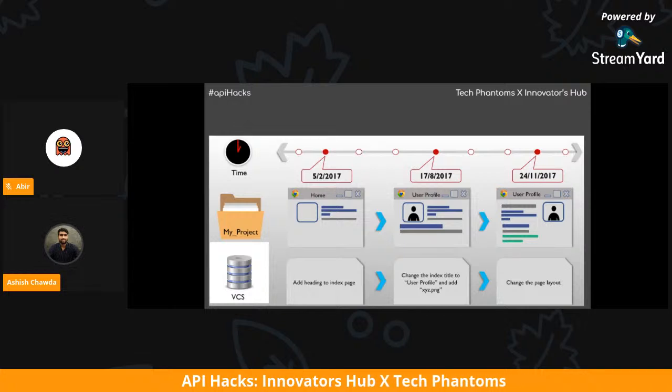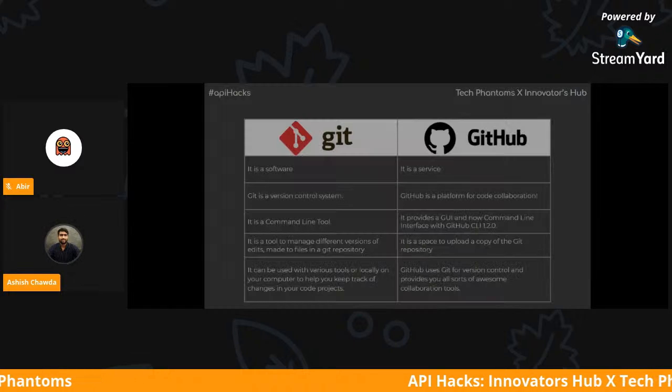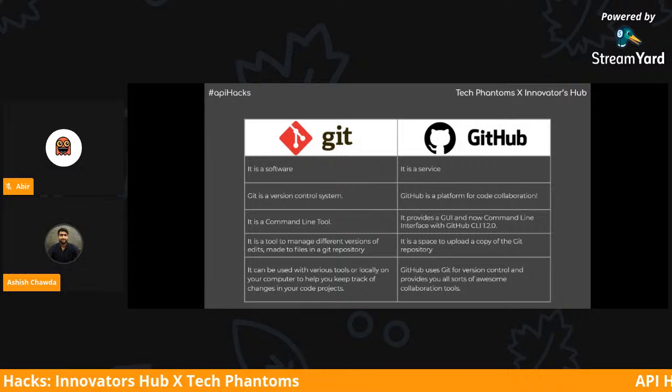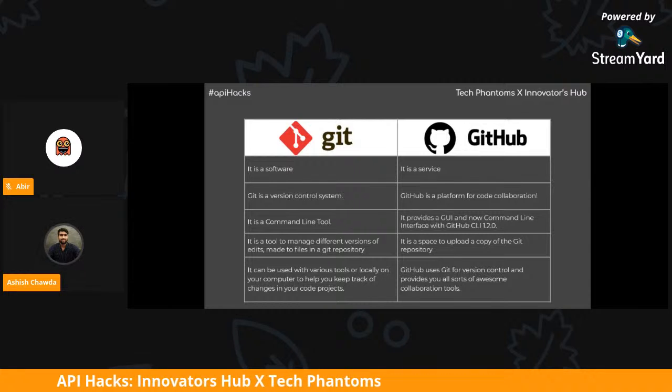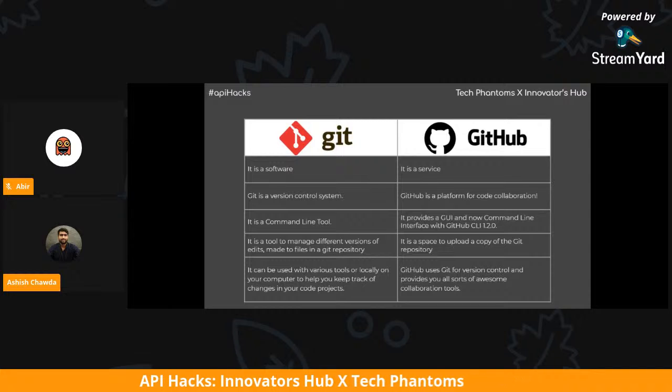So it is the timeline, and this is how VCS works basically. Let's come to Vishan's question, the difference between Git and GitHub. What we have talked about till now is that Git is a software. Git is a version control system. Git comes with all kinds of things, but most of the time it is used in a command line fashion.